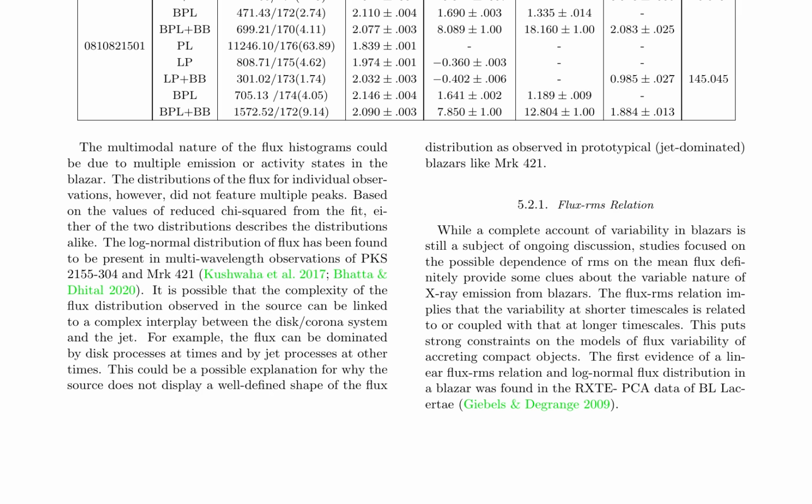The study contributes to the ongoing discussion on the variability of blazars, highlighting the importance of considering both the disk-corona system and the jet in understanding their complex emission processes. The observed multimodal flux distributions and the flux-RMS relations provide valuable insights into the nature of X-ray emission from these sources and underscore the need for further research to fully understand the underlying mechanisms.